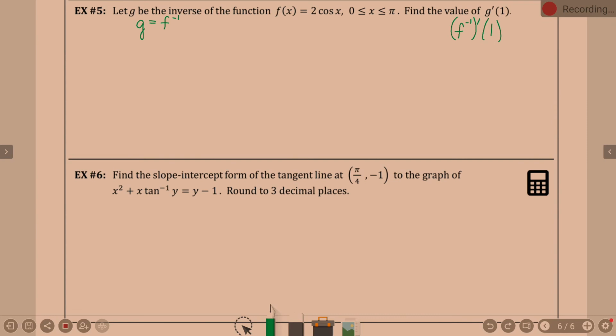So we need to use our inverse formula from the last lesson. That was last lesson, right? Yeah. Lesson 3.4.